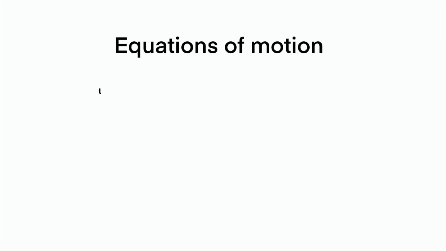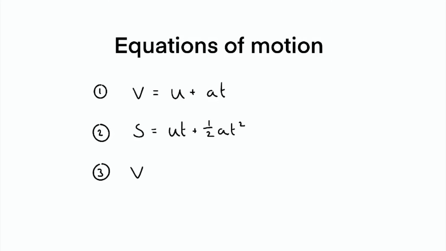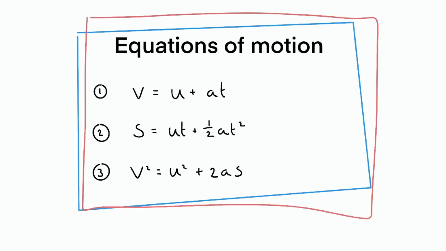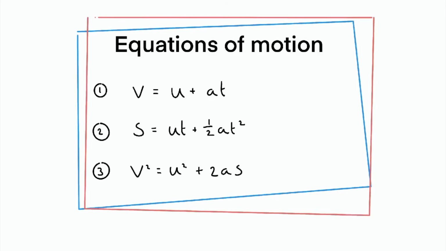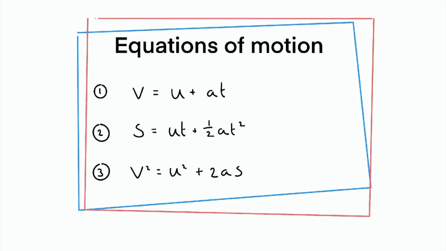So here's a recap of the equations of motion that you need to remember. First one, v equals u plus at. Number 2, s equals ut plus a half at squared. And number 3, v squared equals u squared plus 2as. For advanced higher physics, you need to make sure you remember these and also the derivations that were at the start of the video.